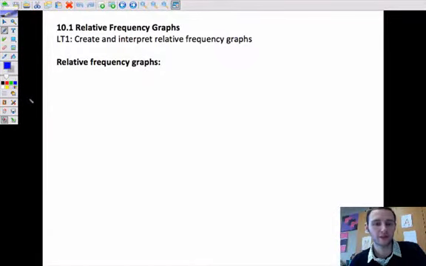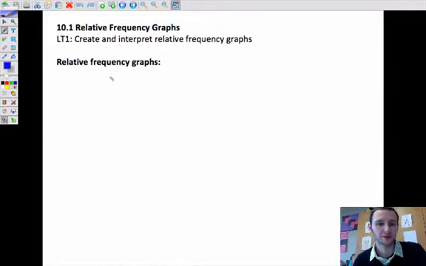So we're talking about relative frequency graphs. Learning target 1 for this unit is going to go along with section 10.1 in the book. That learning target is create and interpret relative frequency graphs. So we're just going to start by defining what a relative frequency graph is, and it's pretty similar to things you've seen before. We're going to work mostly with bar graphs, but you can also do a pie graph.